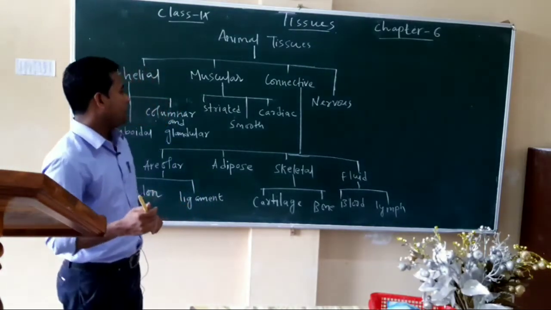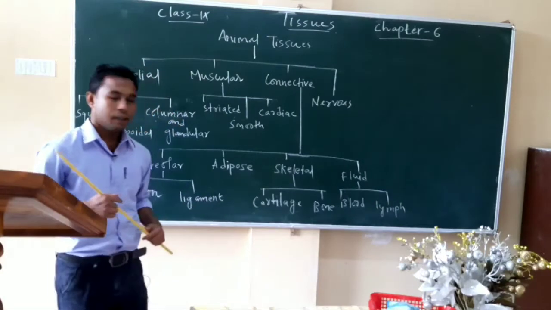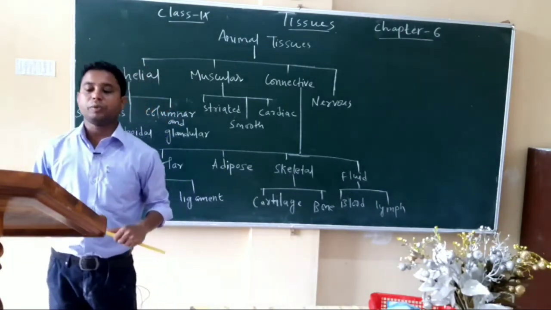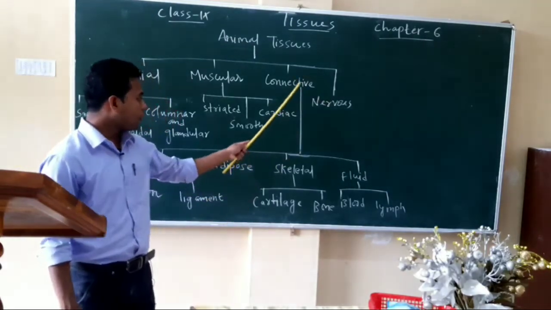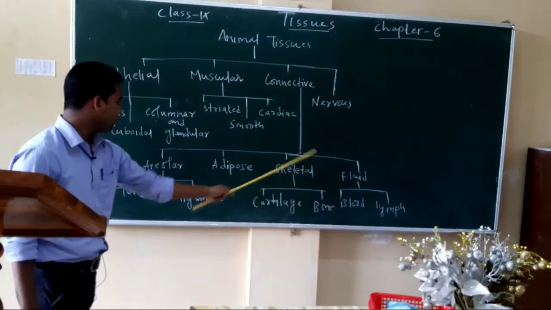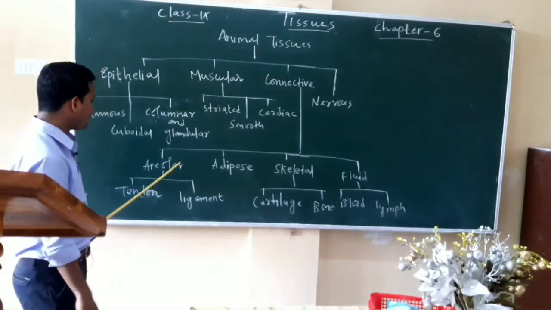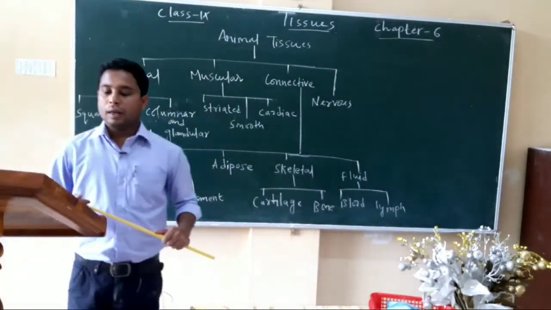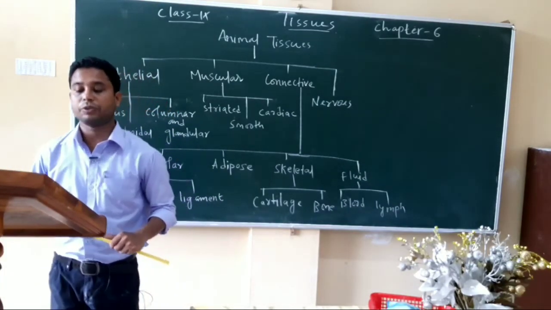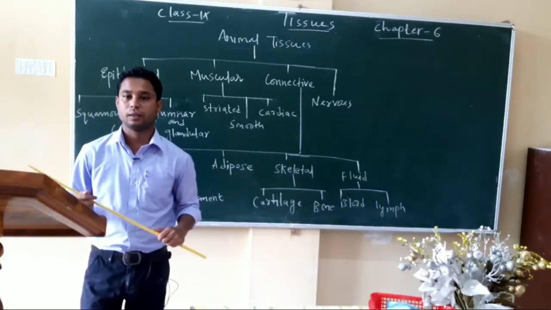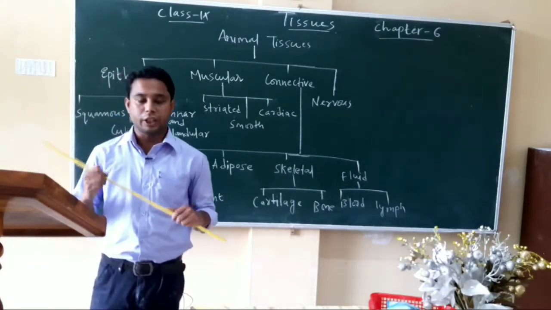Now we move on to the next kind of animal tissue, that is connective tissue. The connective tissue is specialized to connect and anchor various body organs. Connective tissues are divided into 4 parts: areolar, adipose, skeletal and fluid. First of all, let us see what is areolar. Areolar connective tissue is found between the skin and the muscles, around blood vessels and nerves and in the bone marrow. It fills the space inside the organs, supports internal organs and helps in repair of tissues.